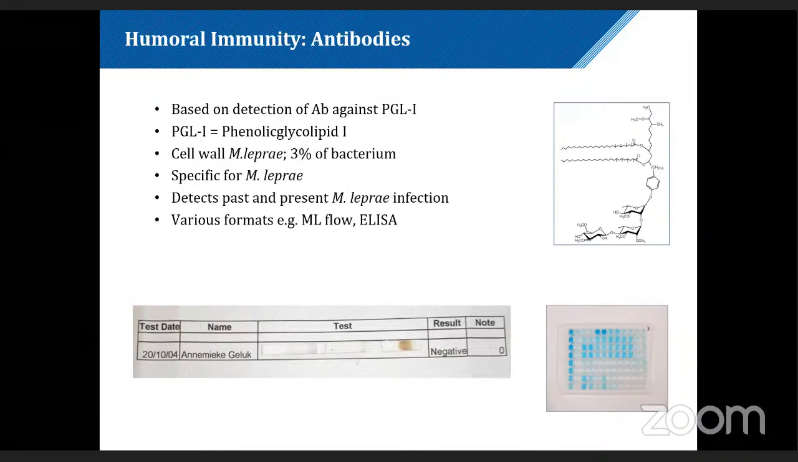There are also PGL1s for MTB or for bovis or for BCG, but they're not the same, and they're not cross-reactive. So antibodies against Mycobacterium leprae are really specific for leprosy. So we know that it detects past and present M. leprae infection, and there are various tests to identify these antibodies, either the ML flow, which has been there for many, many years, as you can see on the slide. I was tested myself when I was in Rio in 2004. I was negative, I see, but this is the ML flow. But also the ELISA, which you see on the right, is a laboratory test that is performed regularly to identify antibodies against PGL1.